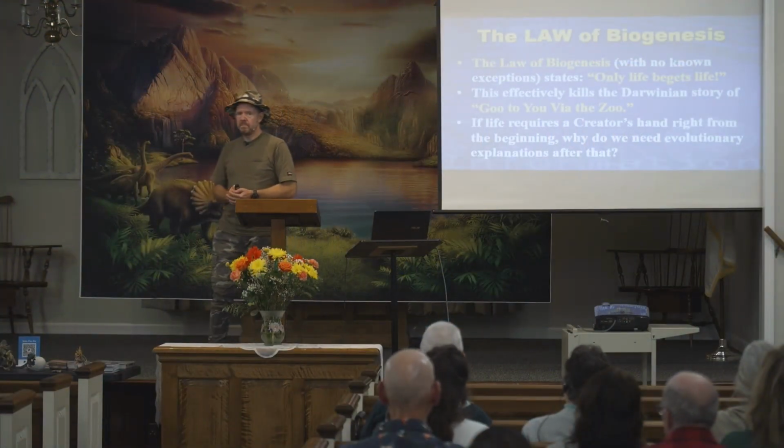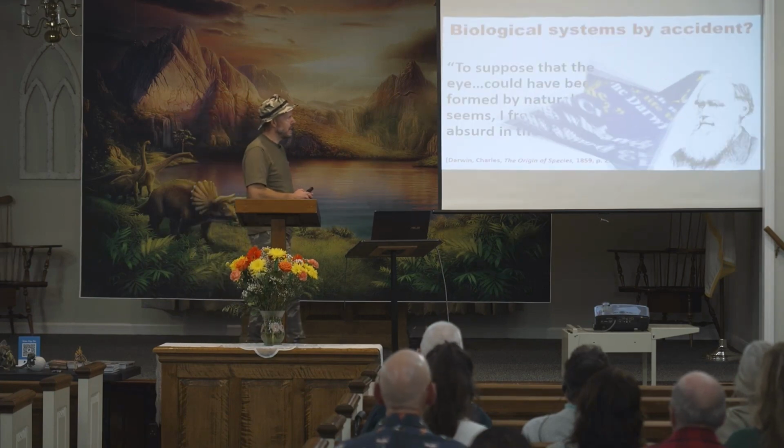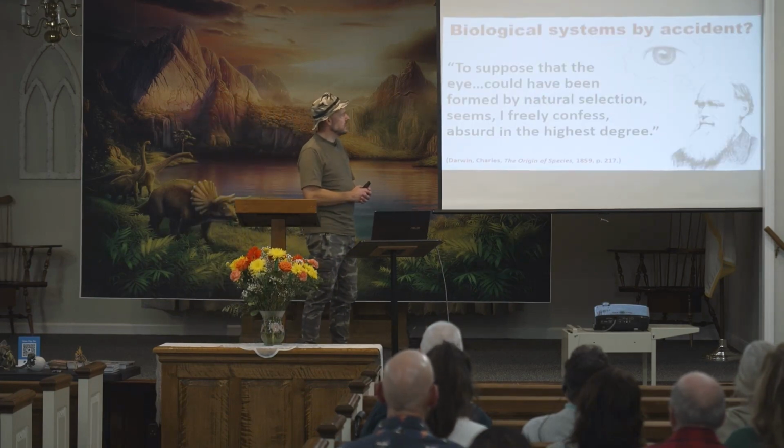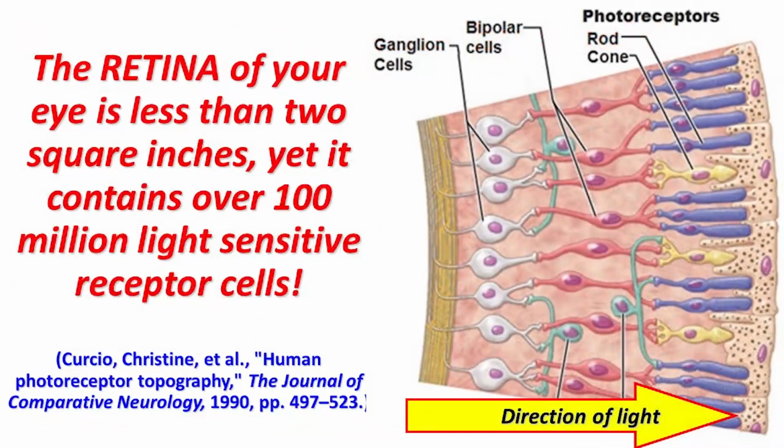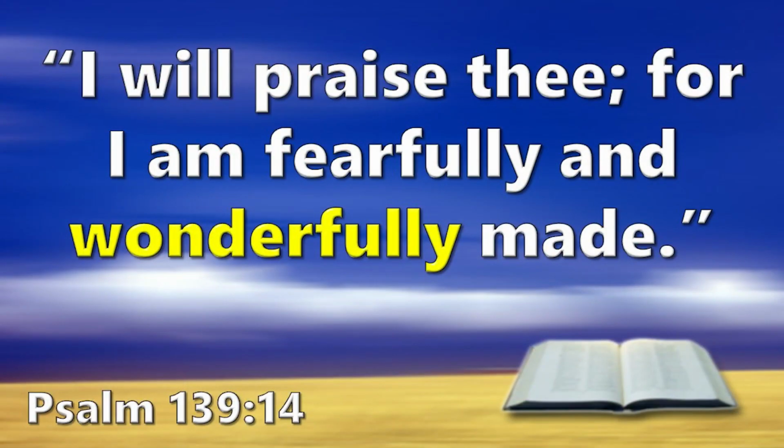Complexity. Even a single cell. But then you start looking at these biological systems, like how about the eyeball? Charles Darwin, in his book Origin of Species, says, to suppose the eye could have been formed by natural selection seems, I freely confess, absurd in the highest degree. It gave him pause, but he tried his best to explain the origin of the eyeball. Did you know, we talked about the complexity of one cell, did you know that in the retina of your eye, less than 2 square inches, there are 100 million light-sensitive receptor cells? Wow. Boy, that psalmist hit it on the head when he said this, I will praise thee, for I am fearfully and wonderfully made.